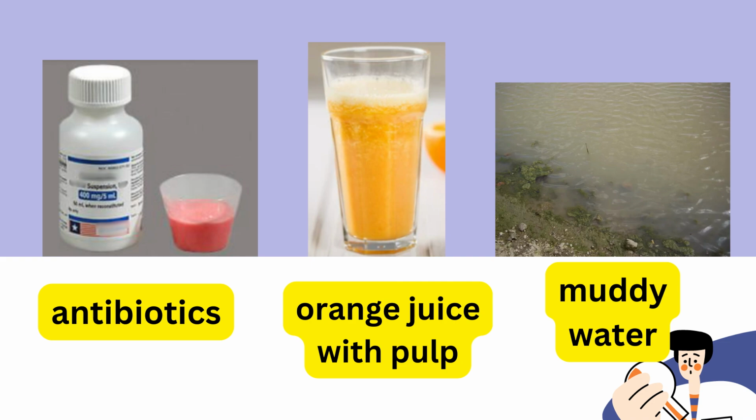Some suspensions are used as medicines, food, decorative materials, and building materials. Examples: oil plus mashed peanut equals peanut butter. Oil plus water.